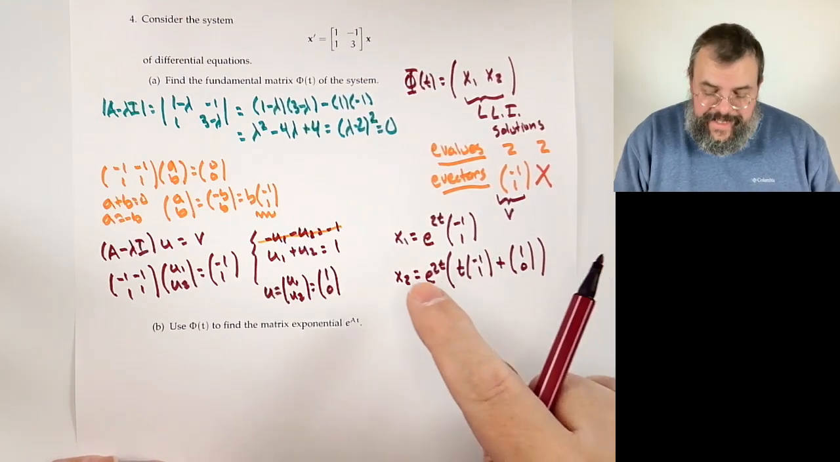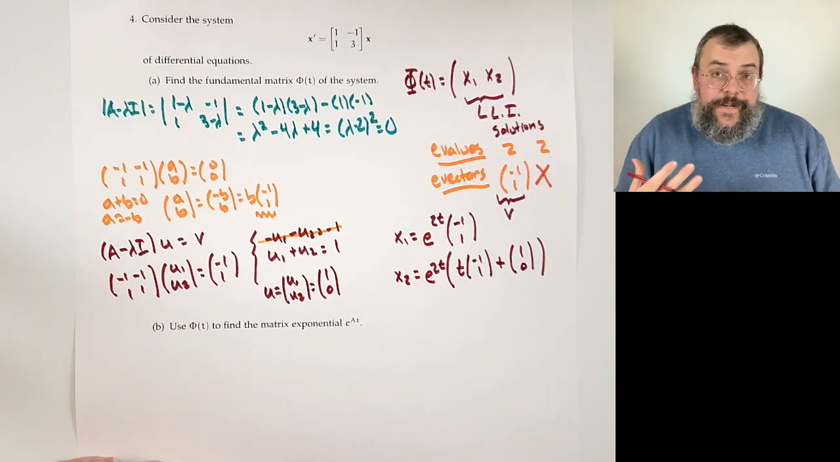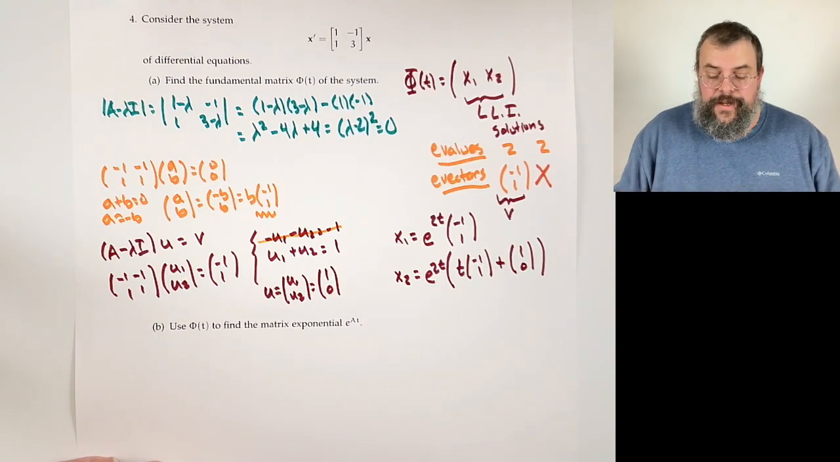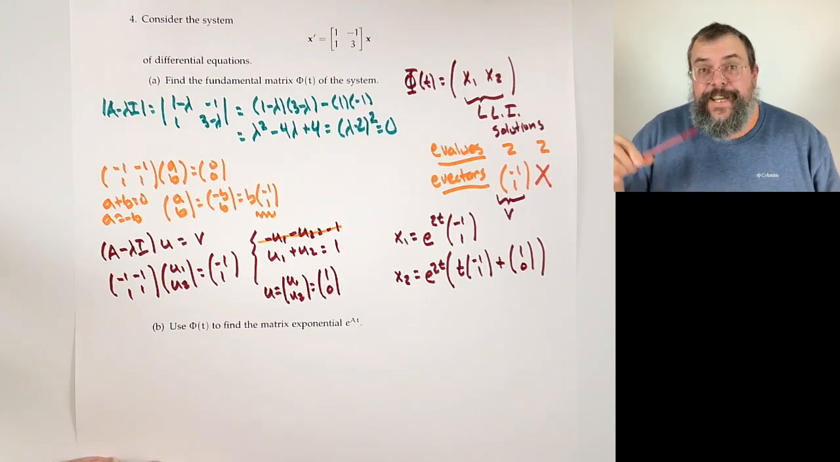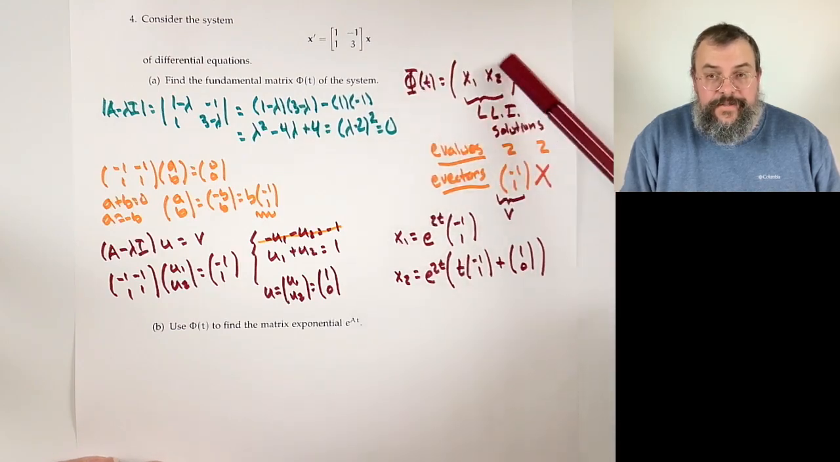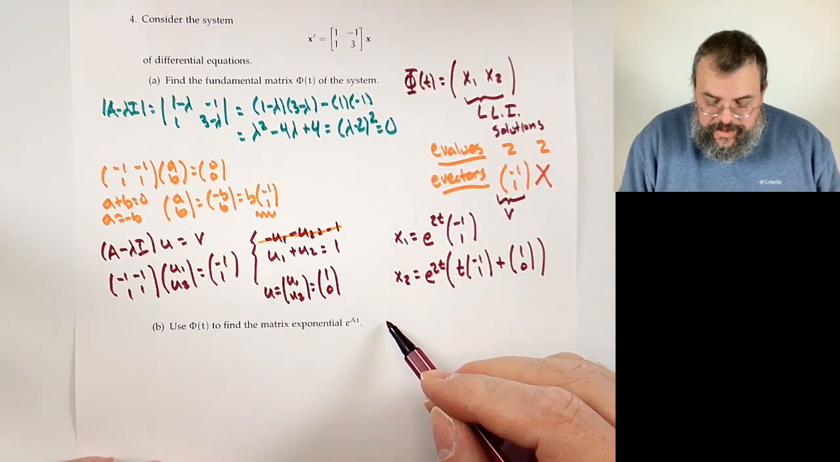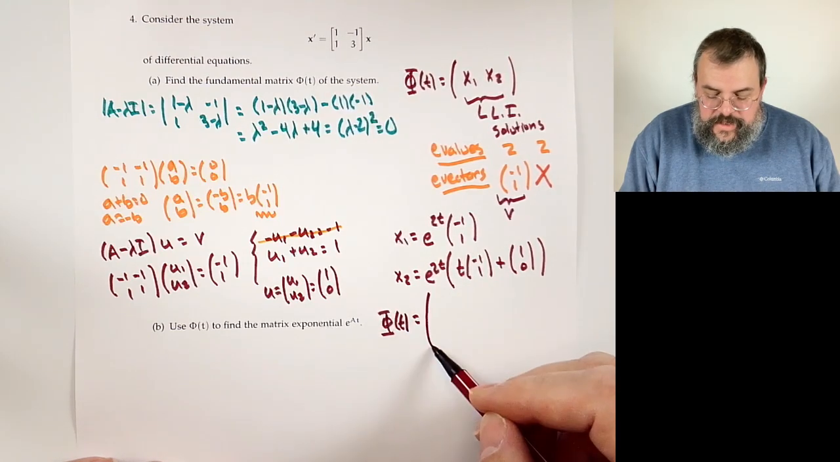All right, so there's our x1 and x2. These are two solutions, and they are linearly independent by construction. So, are we done? Well, not yet, because it says find a fundamental matrix, so we have to write it in this format. So, we're going to have to dip a little bit into the space for part B. Hopefully we don't need too much space.